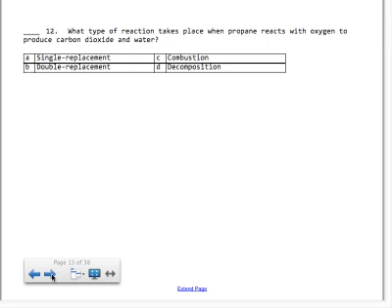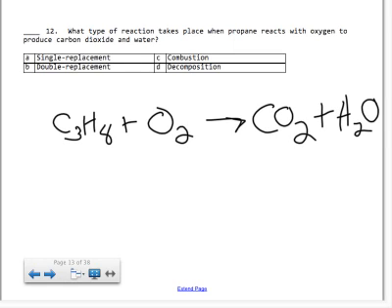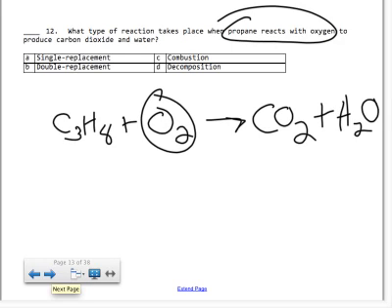What type of reaction takes place when propane reacts with oxygen to produce carbon dioxide and water? Well, if you wrote this out, it would look like this. And then CO2. I'm not balancing this right now. But the key is, anytime you have something reacting with oxygen, you're looking at a combustion reaction. Sometimes, again, that can also be a synthesis reaction, but in this case it produces carbon dioxide and water.